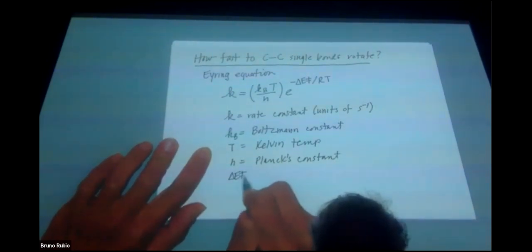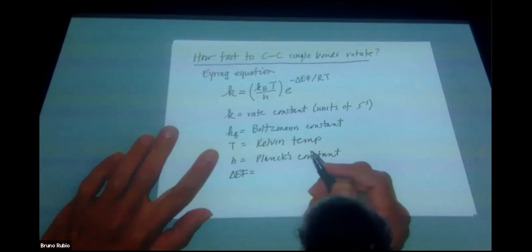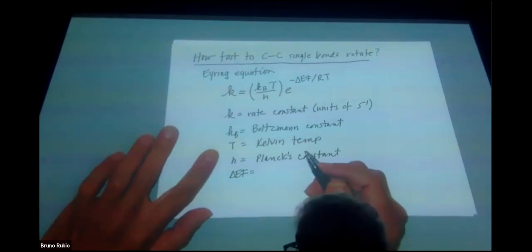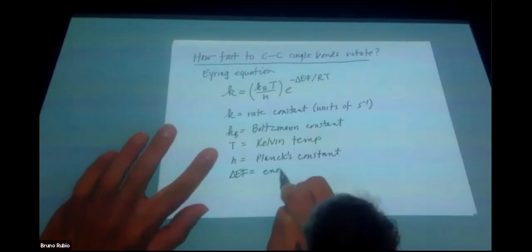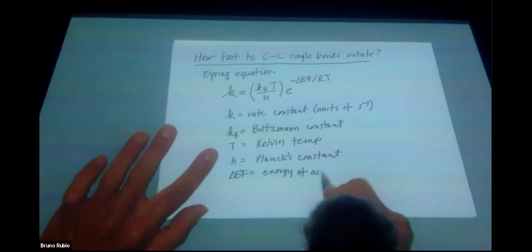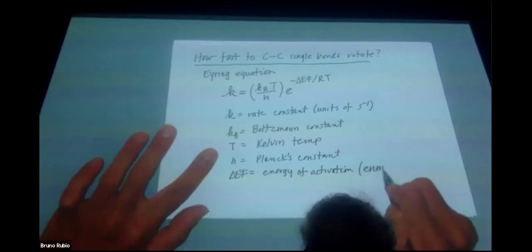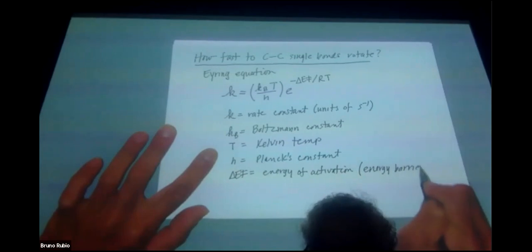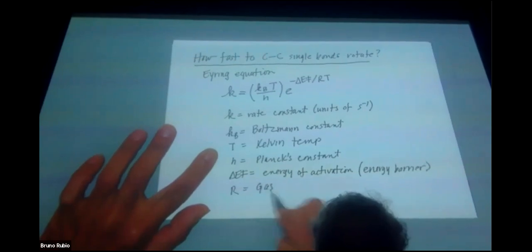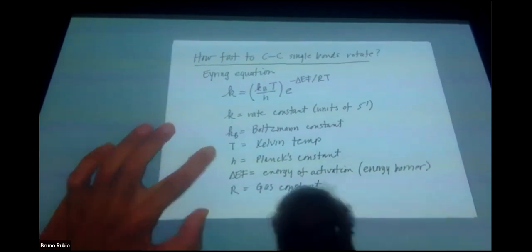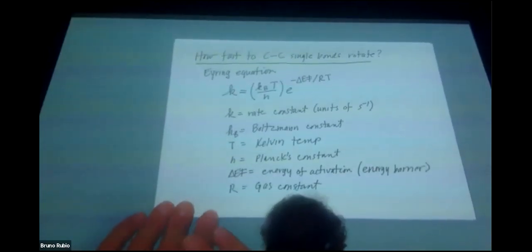Delta E double dagger, it has various names. We can call it the energy of activation, or we could also call this the energy barrier. And then finally, R, this is the gas constant. So this is the equation that we use to calculate how fast these carbon-carbon bonds are rotating.